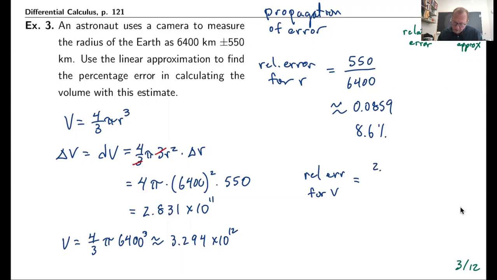And I'm going to take that 2.831 times 10 to the 11th. I'm going to divide it by this 3.294 times 10 to the 12th. And I've got them both stored in my calculator, so I don't have to type them again. But I do have to find the button. All right. When I did that, I got 0.859. So I got the exact same relative error.